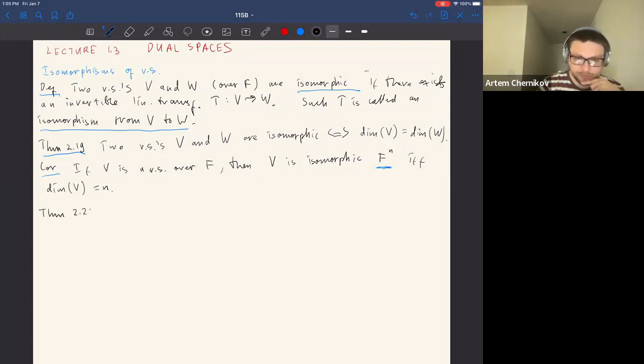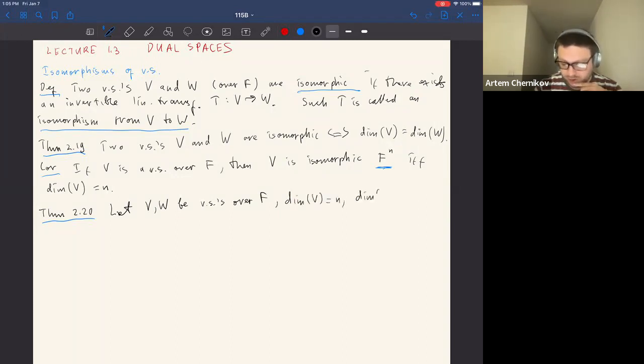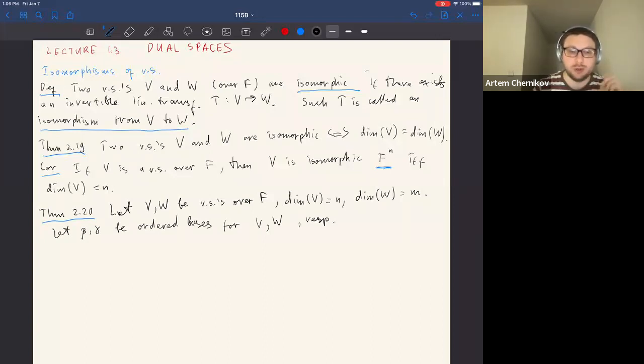And also we have theorem 220, which establishes an important isomorphism, which strengthens our previous idea that there was a correspondence between linear maps and matrices. So let V, W be two vector spaces over some field of scalars F, and assume that the dimension of V is N, and let's denote also the dimension of W as M. Okay, so we have N and M. Let also beta, gamma be ordered bases for the spaces V, W, respectively. So beta is an ordered basis for V, and gamma is an ordered basis for W, okay?